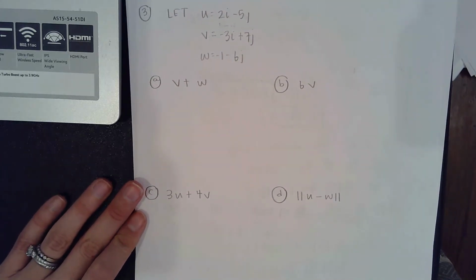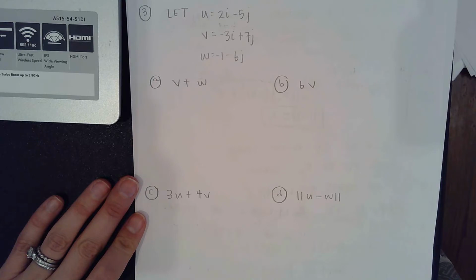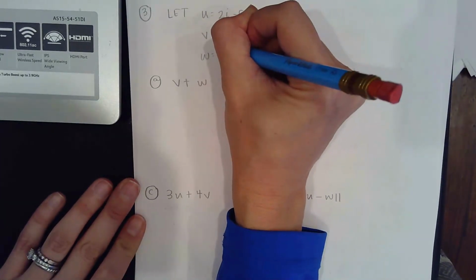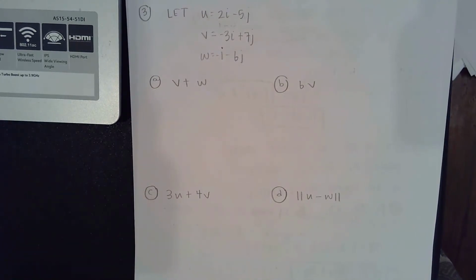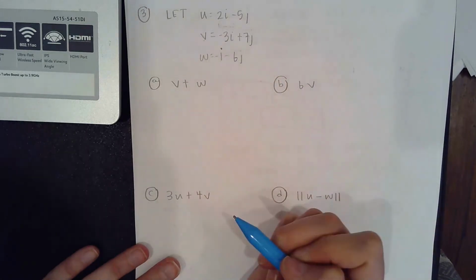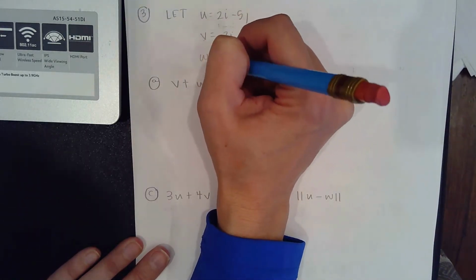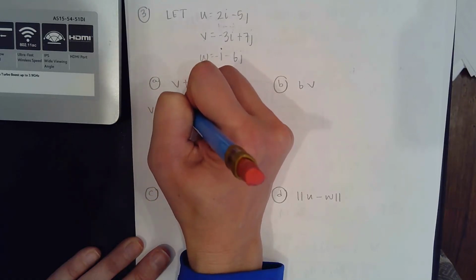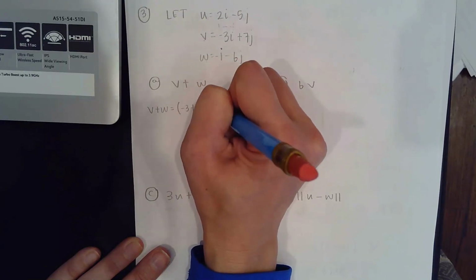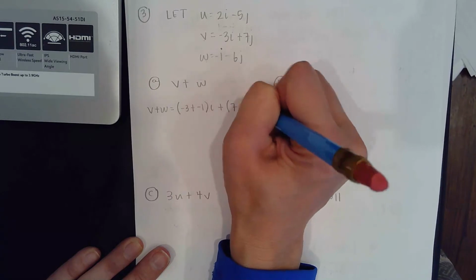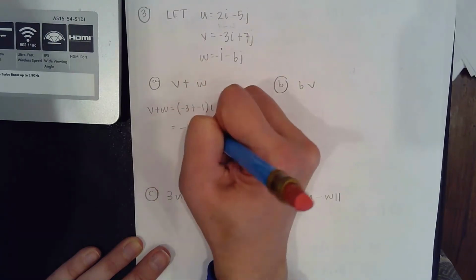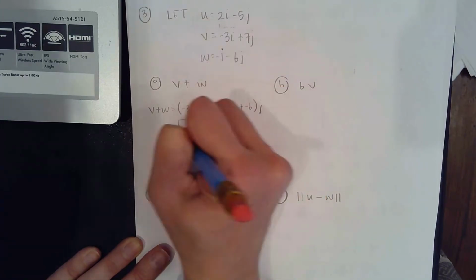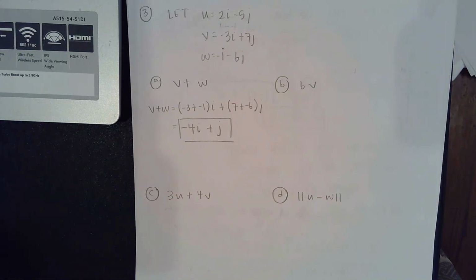So we are going to let u be equal to 2i minus 5j. Vector v is going to be equal to negative 3i plus 7j. And vector w is going to be negative i minus 6j. Okay, so I want to add v plus w together. So I'm going to add the two components together here. So v plus w is going to be negative 3 plus negative 1, i, and then 7 plus negative 6, j. So this will be negative 4i plus j. And that becomes your new vector, v plus w.